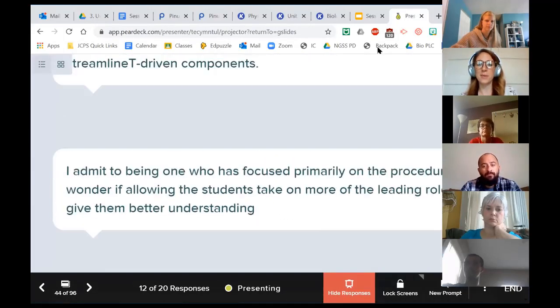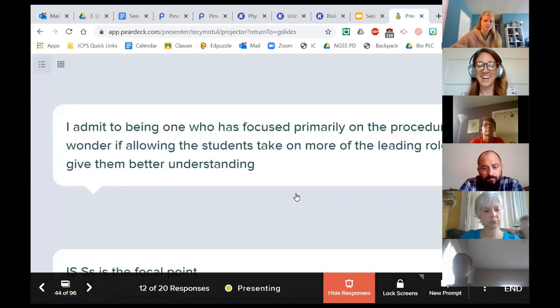I admit to being one of the teachers who has focused primarily on the procedures. I wonder if allowing the students to take on more of the leading role will give them a better understanding. I would say absolutely yes.